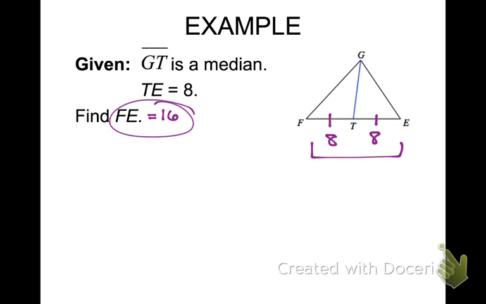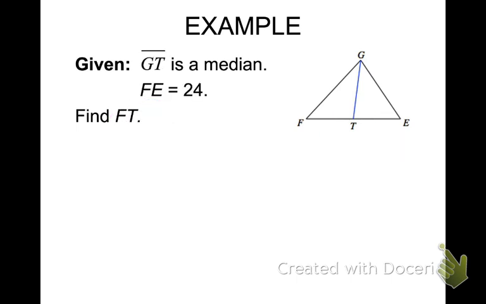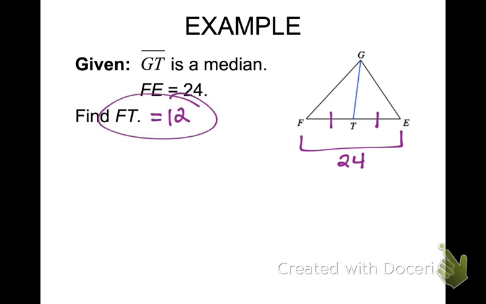Wait for everybody to get there. On to the back. Again, GT is my median, so that tells me my left is equal to my right. If F to E is 24, then F to T is half of that, so 12. Good. Nice. Now can we throw some algebra into the mix? Yes. I know how this works.